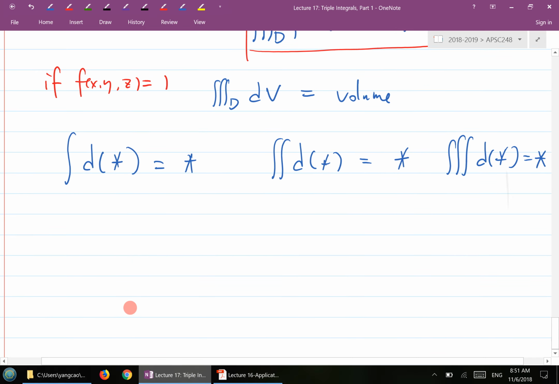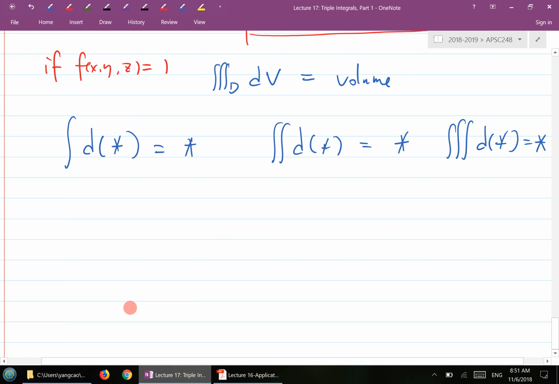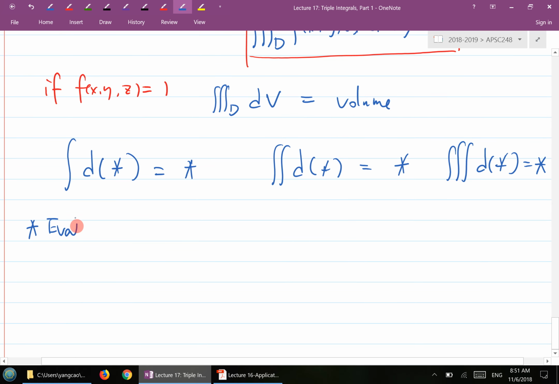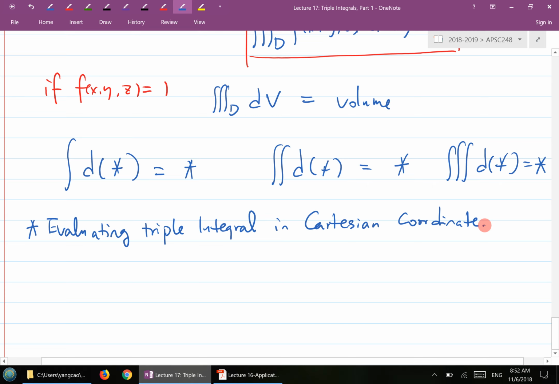Okay. So let's look at basically the computation-wise now. We're going to look at actually a few examples here. Three different systems to evaluate this triple integral here. The first one we're going to look at is evaluating a triple integral in Cartesian coordinates. So that's the first one we're going to look at.